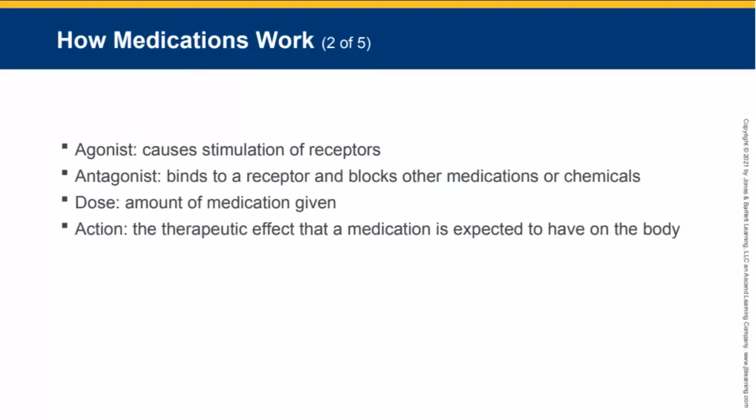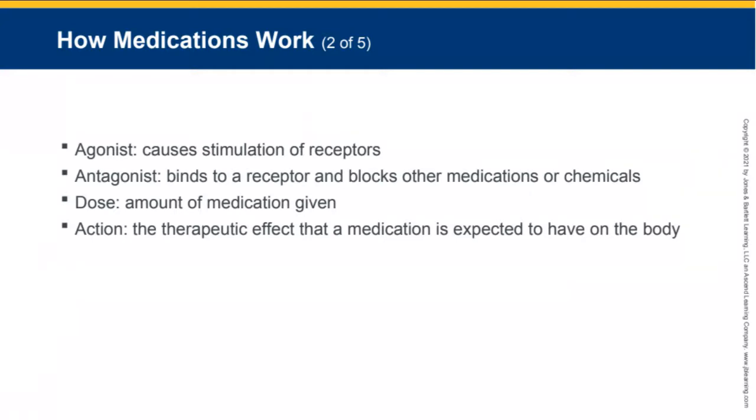An example of a beta blocker that you may meet in the field is atenolol, which blocks beta-1 receptors, or propranolol, which blocks beta-1 and beta-2 receptors.